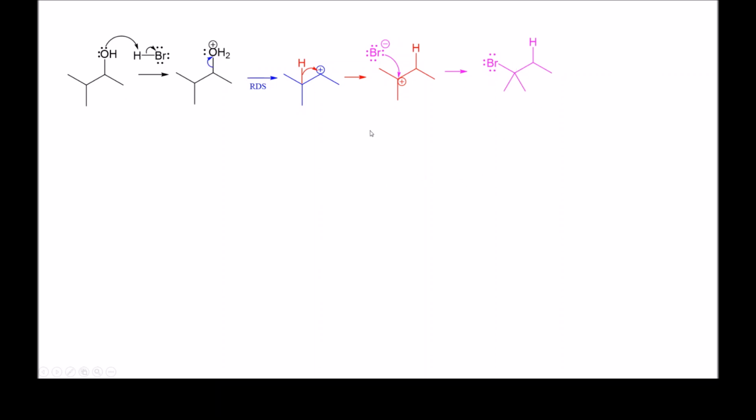PBr3 does not go through a carbocation. And so since it does not go through a carbocation, when you react that same starting material alcohol with PBr3, the final product is going to show the bromine at the position where the alcohol is. There is no rearrangement. And so it does not shift.